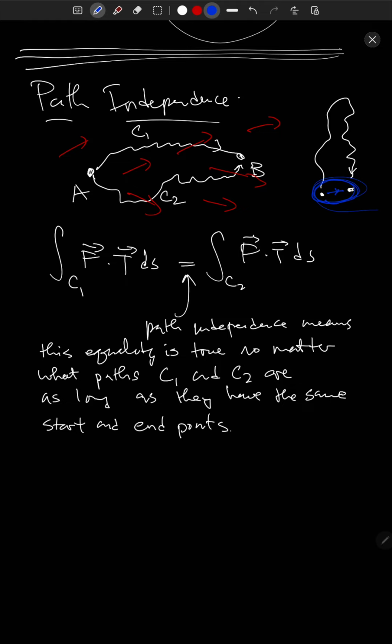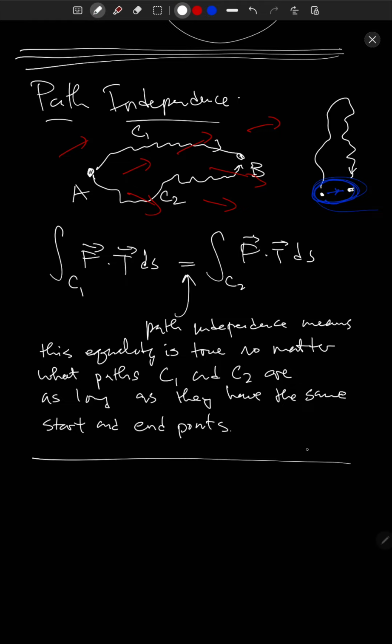If I have a vector field that satisfies path independence, I can do this. If it doesn't satisfy path independence, I cannot do this. If I just close my eyes and write down a vector field at random, it's not going to be path independent.